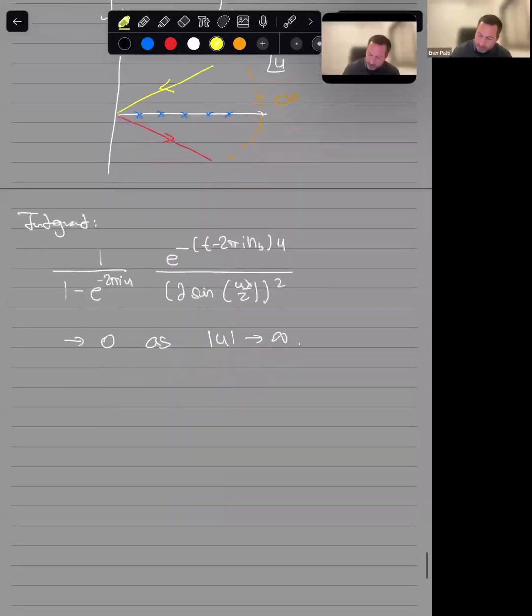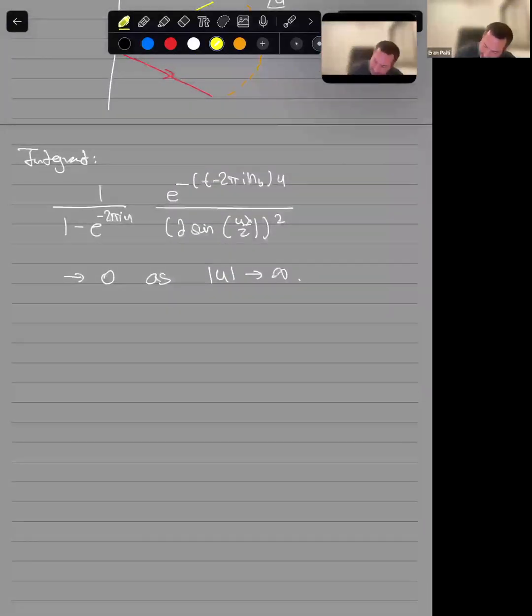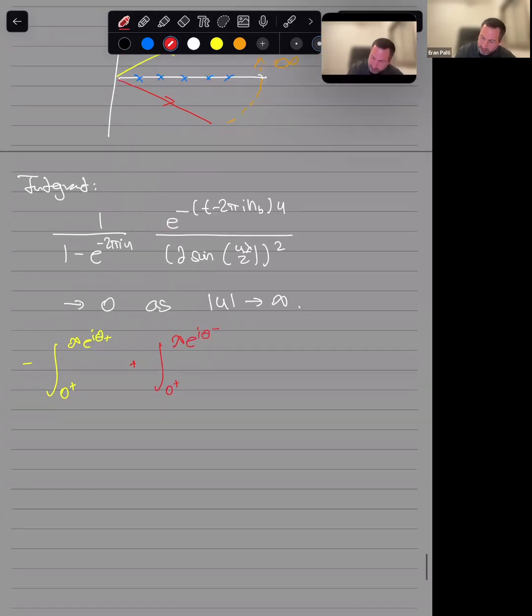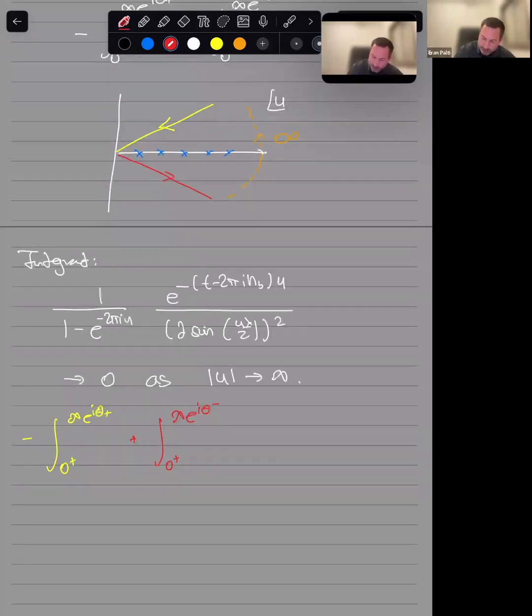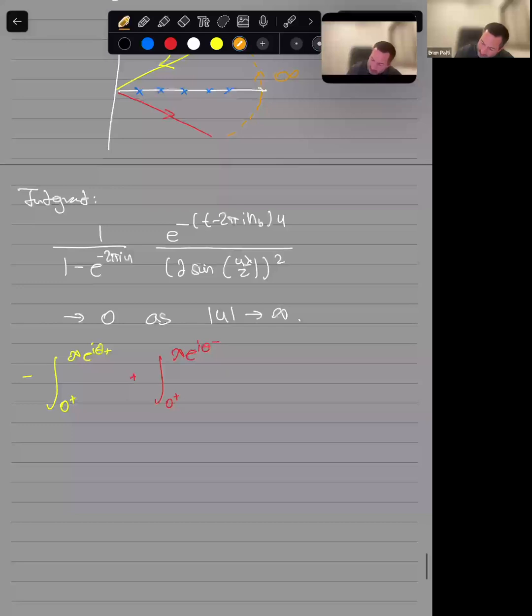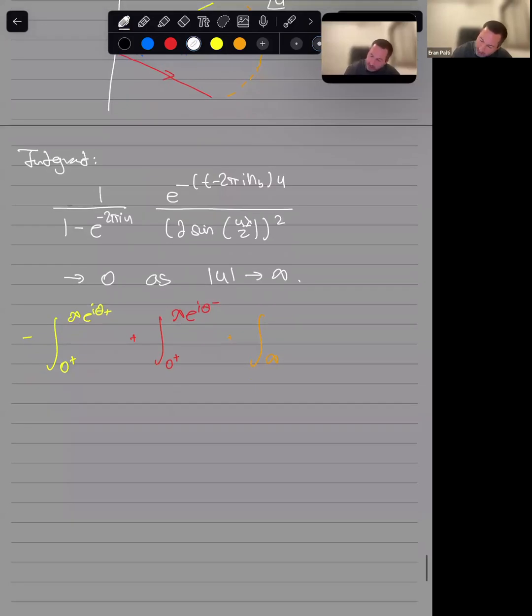So let me just write it out again. The integration that we have is the integration in the yellow line going backwards, plus the integration going out to theta minus, that's these two things here. And then I could add an integration over infinity, which is 0. And now this whole thing I can write as a single contour integral.